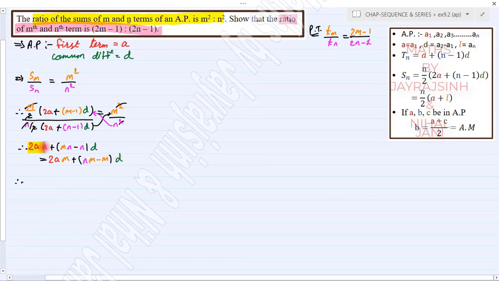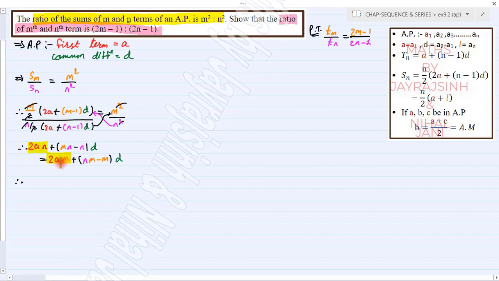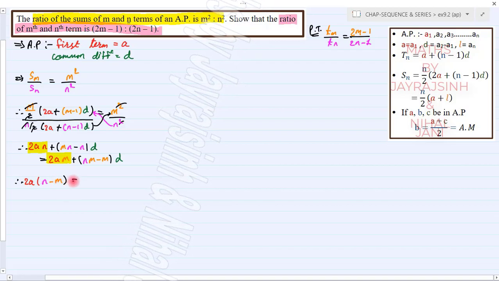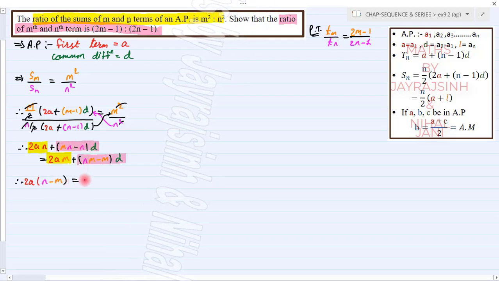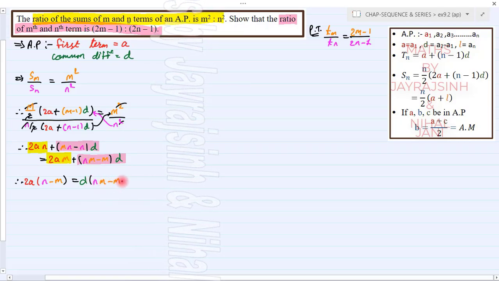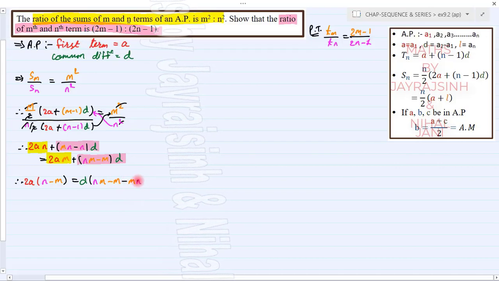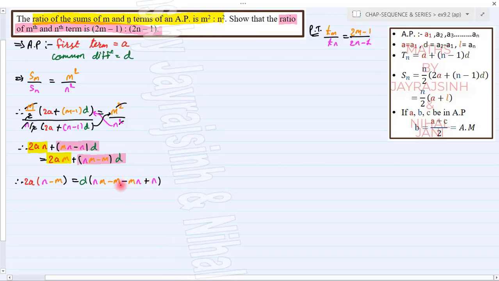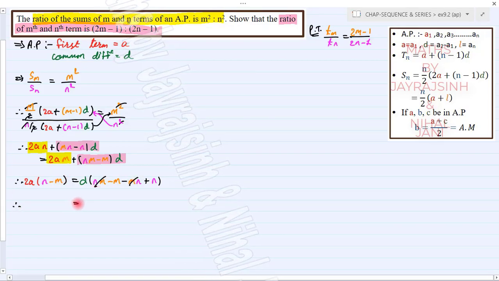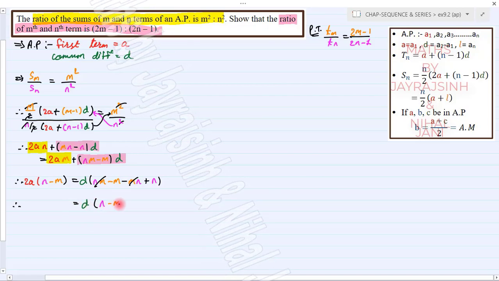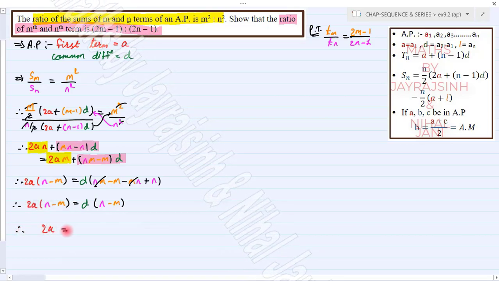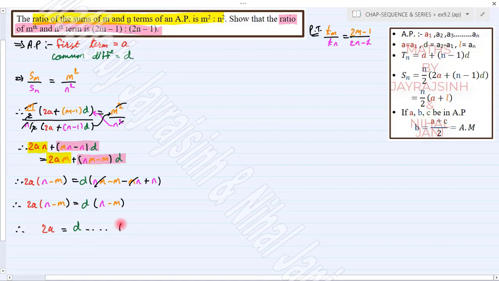So if we collect terms of 2a on the left hand side, we will get 2a into (n minus m), and collect the terms of d on the right hand side, we will get nm minus m minus mn plus n. So your nm will cancel out and we'll get d into (n minus m), and your left hand side will be as it is. So we will get 2a is equal to d. Let's say this is your equation number 1.